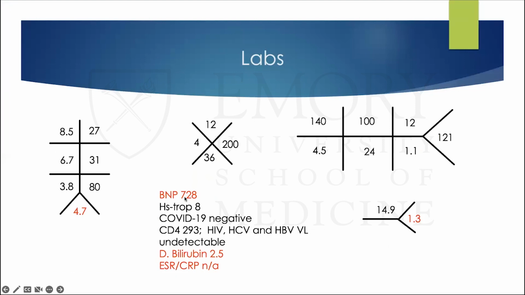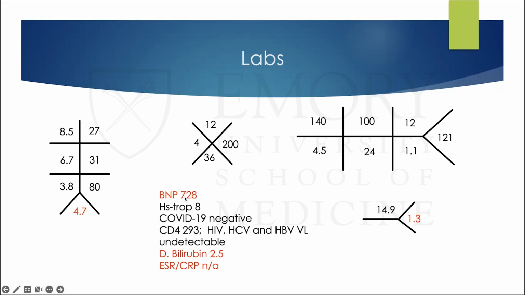You get his labs, and you see that his CBC is pretty much within normal limits. You do notice though on his liver function panel that he does have some evidence of liver injury, kind of more of a cholestatic pattern with an elevated direct bilirubin, total bilirubin. You notice that his INR is slightly a little bit up above normal at 1.3. They got a BNP as well in the emergency room, and it's slightly elevated in the 700s. His troponin is negative, his COVID is negative.